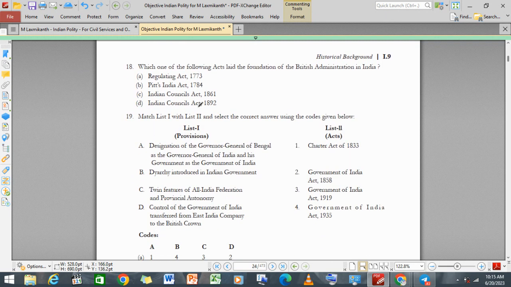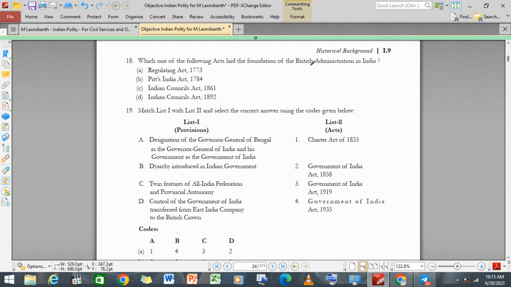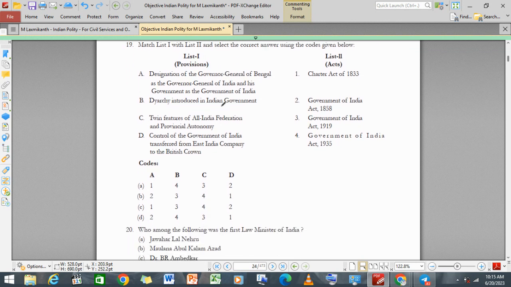Now, which one of the following acts laid the foundation of British administration in India? British administration in India, not the Company. But the East India Company was under the Britishers only, right? So it was the Regulating Act of 1773. They haven't even written 1858. If they had, some doubt could arise whether they are talking about Crown rule or Company rule. So I believe it was the Regulating Act, because nothing else is matching.